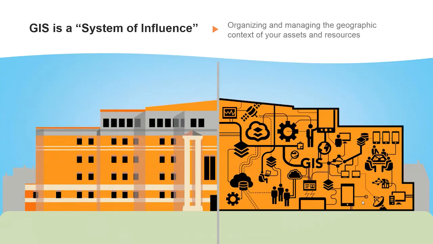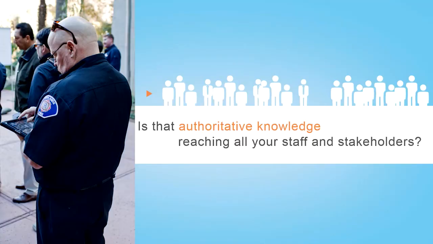One of the ways of doing that is figuring out how that authoritative knowledge is reaching your staff and stakeholders. How are you getting the word out? How are you getting that information that's coming in from one of those other systems and getting it in the hands of a responder, a decision maker, or a planner, or a budgetary officer who needs that information in order to know what to do and know what they need to do?